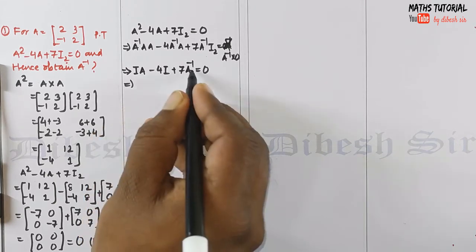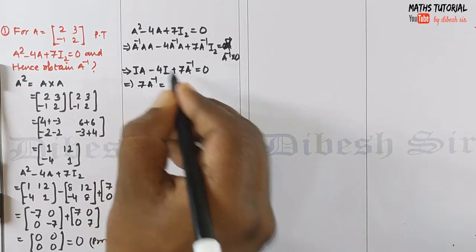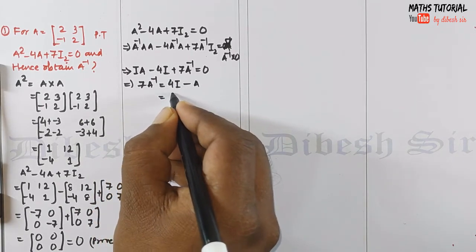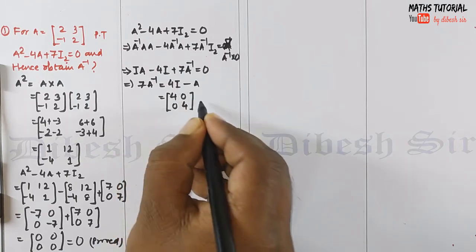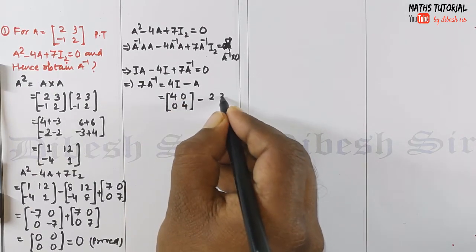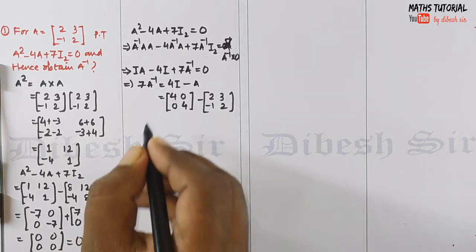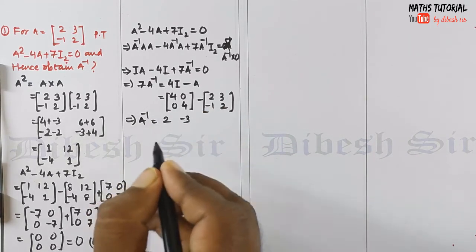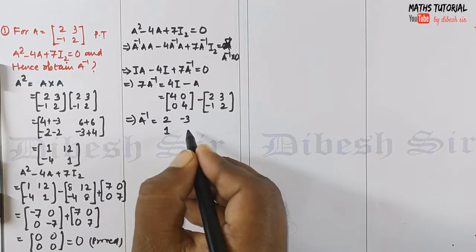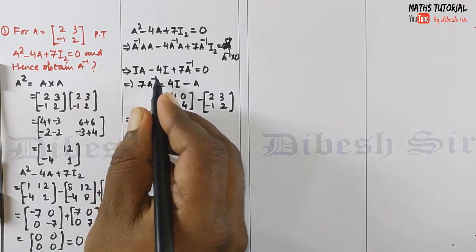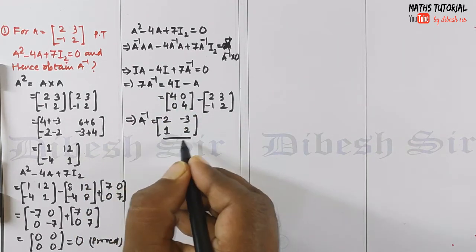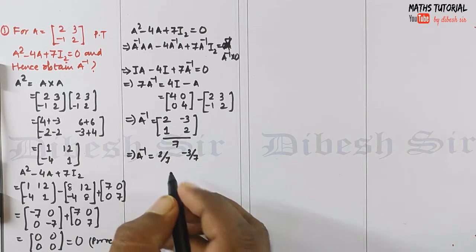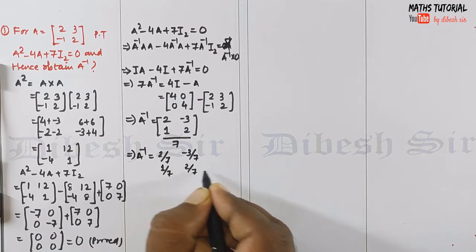We have to find A inverse, so keep A inverse on the LHS side. 7A inverse is equal to 4I minus I into A means A. So simplified, 4 into I means [4 0; 0 4] minus A means [2 3; -1 2]. So solve it. 7A inverse is equal to 4 minus 2, that is 2, 0 minus 3, minus 3, 0 minus minus 1, that is plus 1, 4 minus 2, that is 2. So keep 7, take 7 to this side, divided by 7. So final A inverse will be [2/7 -3/7; 1/7 2/7]. This is our final answer.